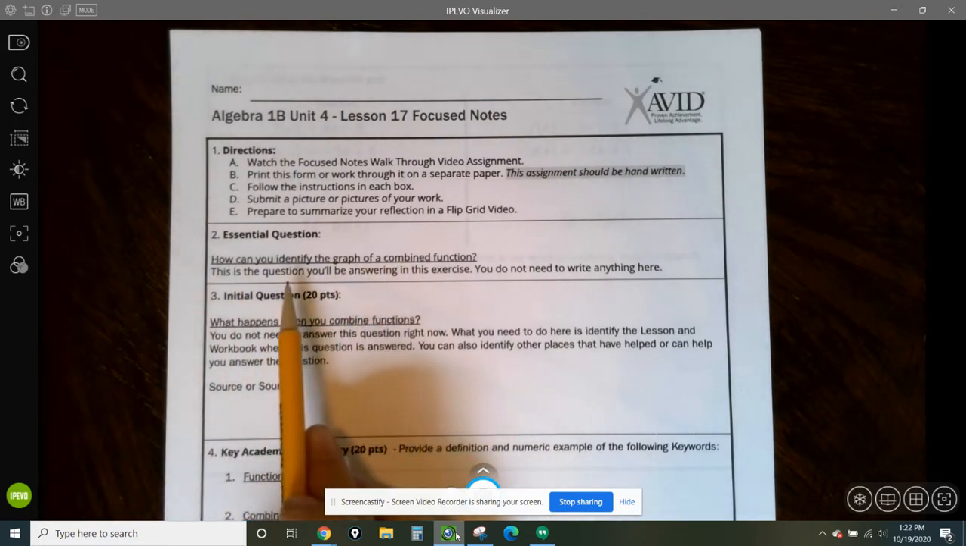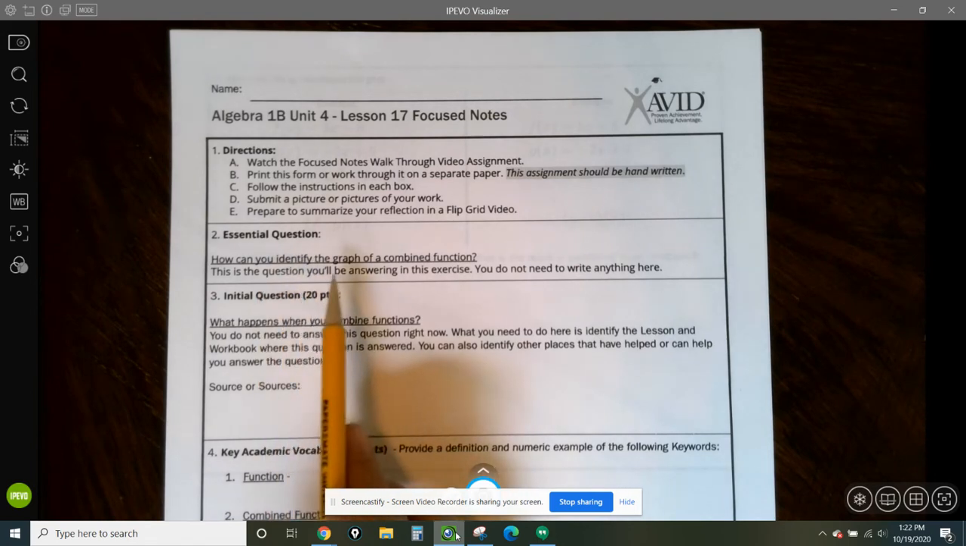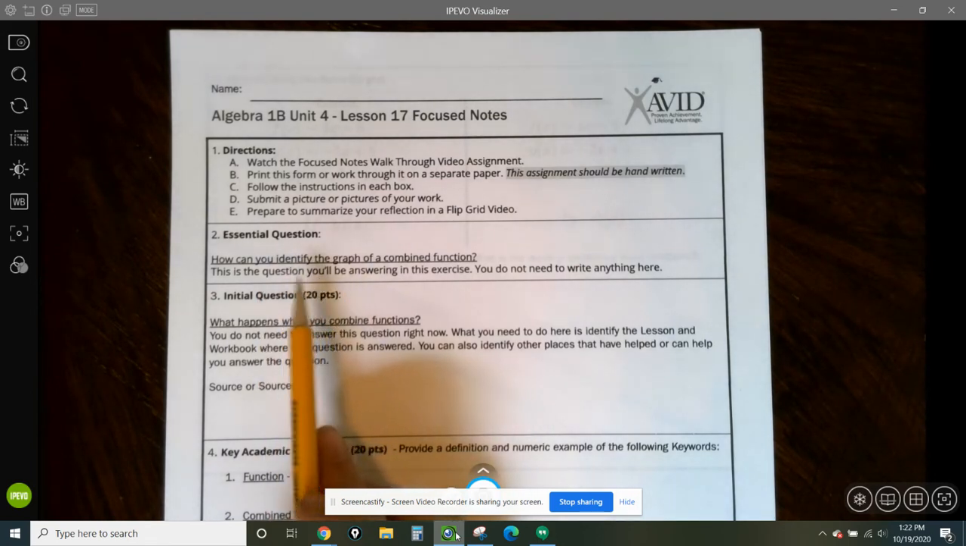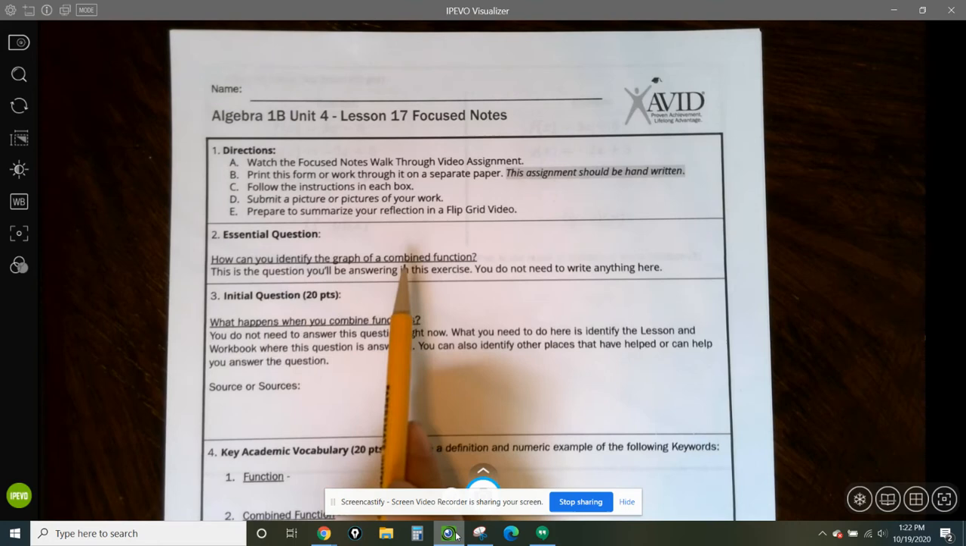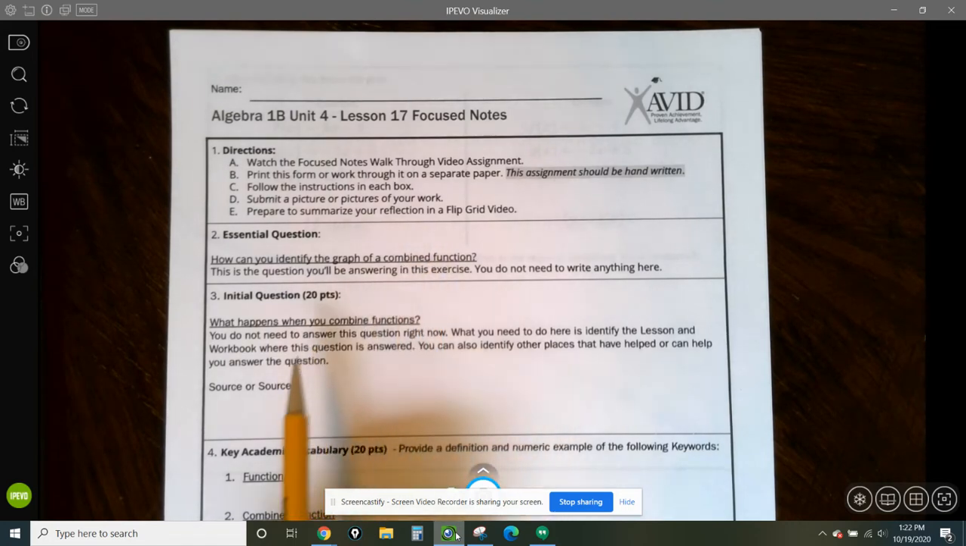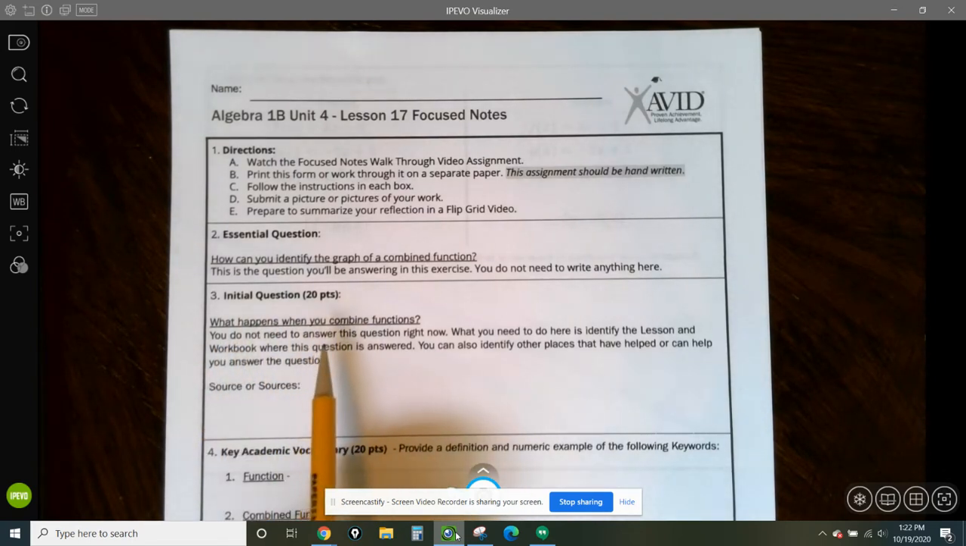Remember, we don't actually answer this question here. This is just what we're thinking about as we go through this assignment. So how can you identify the graph of a combined function? Let's make the initial question a little more specific: what happens when you combine functions? Again, we're not answering this question yet. We're just thinking about where I could find some information about this.